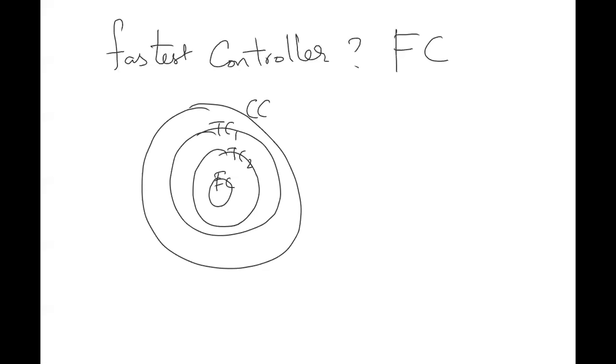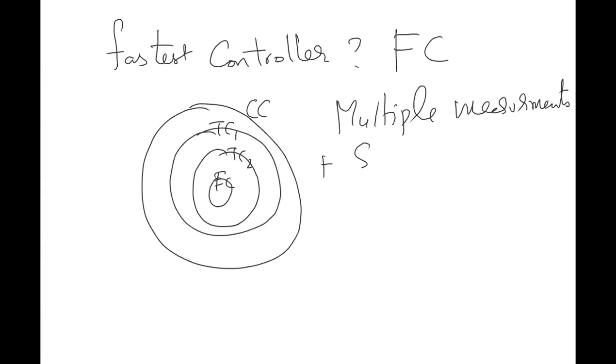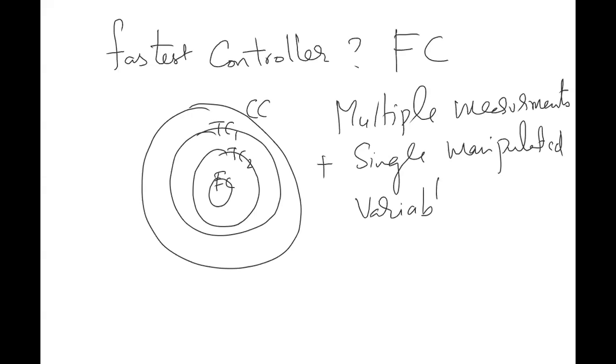What is the control strategy? You are taking multiple feedbacks, that is, multiple measurements, plus a single manipulated variable, which is nothing but a cascade control.